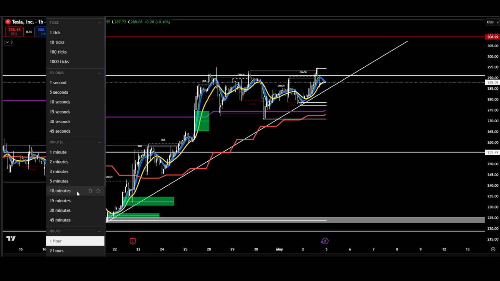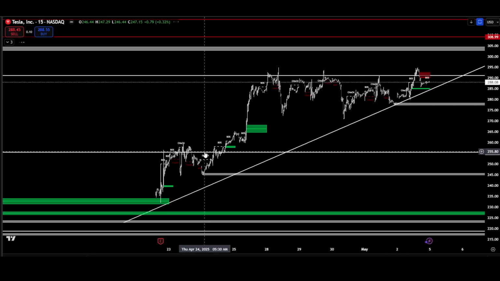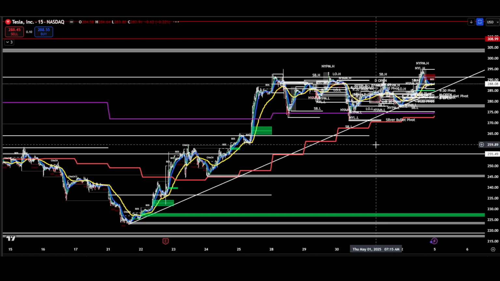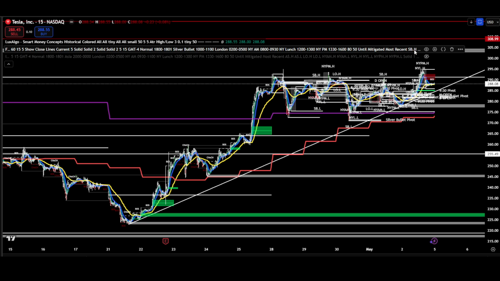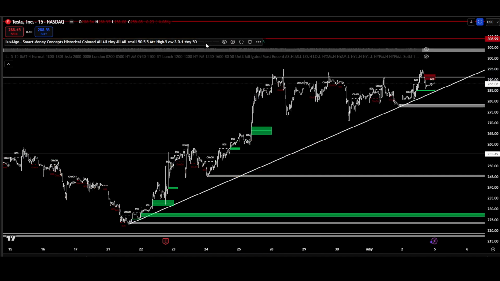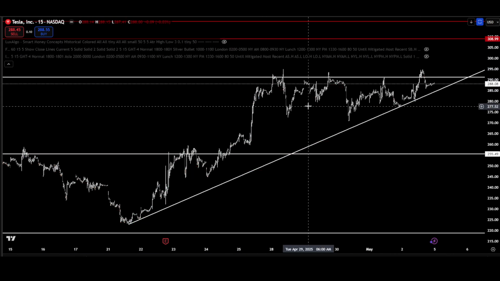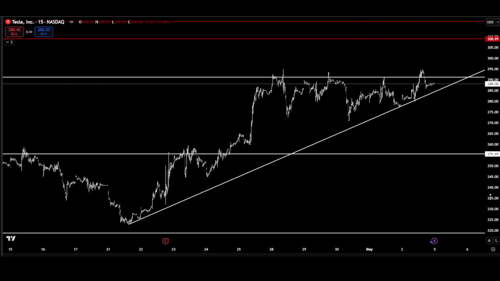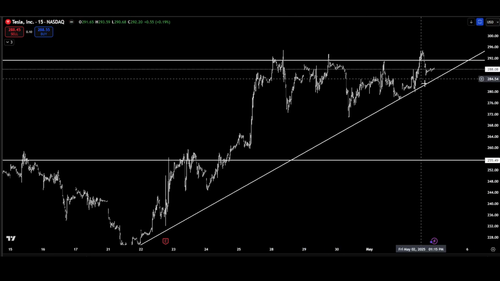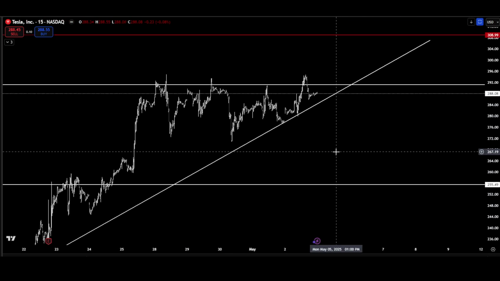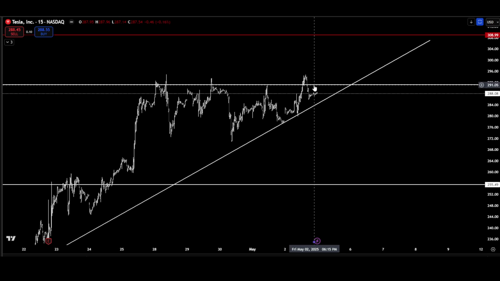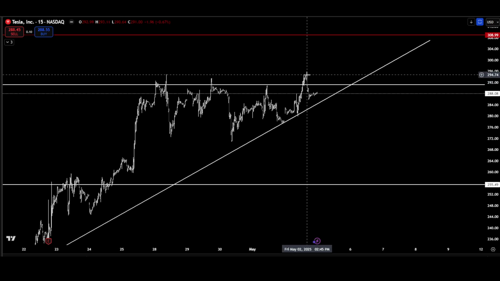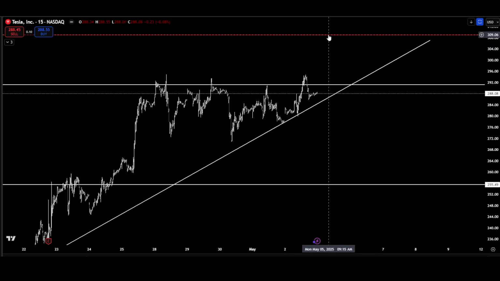And I guess we can just take a look at the 15-minute. 15 minutes is just going to show us a little bit more in depth on what we have going on. I'll take off some of our indicators here. And again, we're still just kind of in this consolidation pattern at the top, right? And what we really need to do is see price break and hold above 290, ultimately break out of the 295 high, right? And then we can see price run higher.